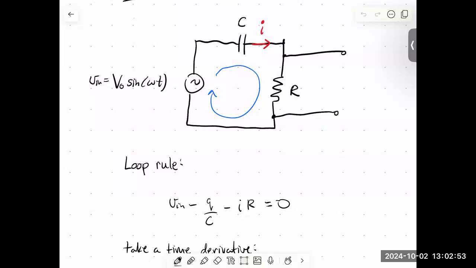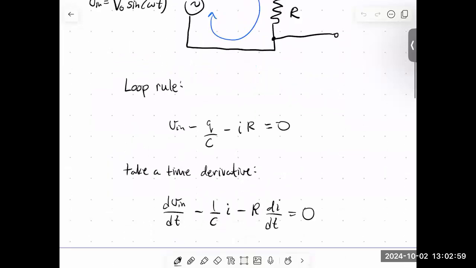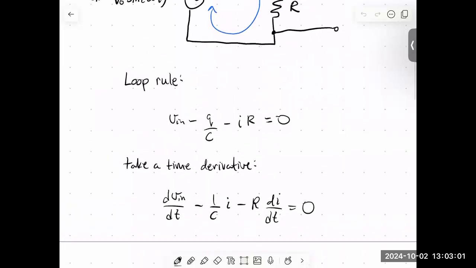So right now we have an equation that mixes charge and current. We would like to solve for one variable. And so what we can do is take the time derivative of every term in here. So we get the derivative of V_in, minus 1 over C dQ/dt, which is the current, and then we have an L di/dt term... a R di/dt term. And so this is the differential equation that we're hoping to be able to solve.